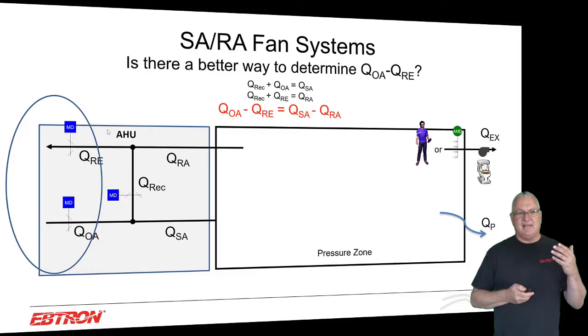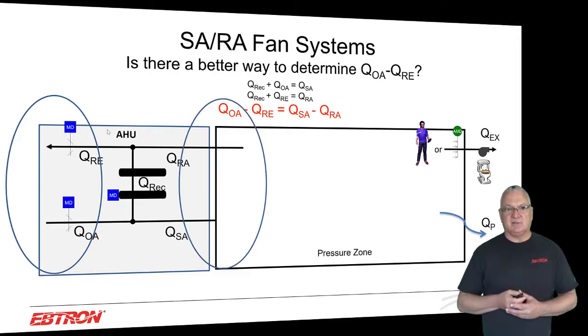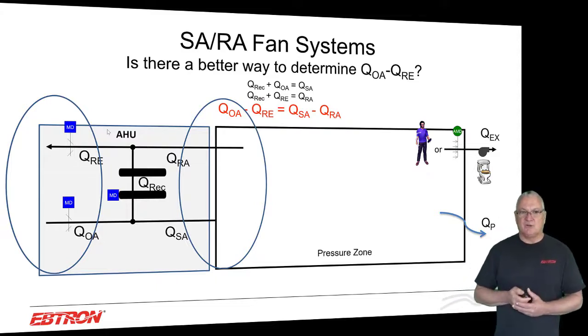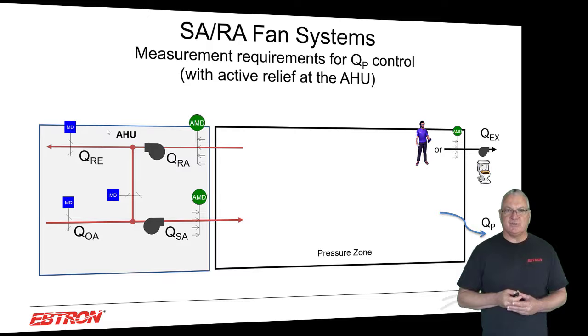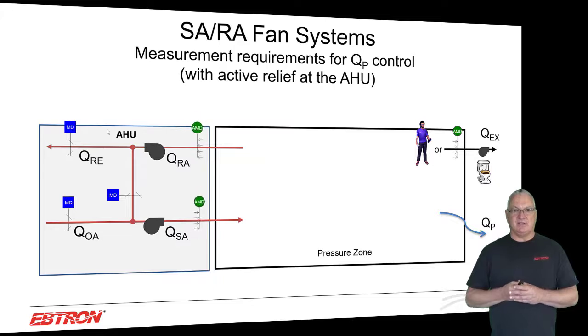You found that this differential that you want, the outdoor air minus the relief, is equal to the supply air minus the return air, even on these recirculating air systems. So really, that's where you want to measure, because those are better measurement locations. You're typically going to find a better location in the supply and return airflow paths. Keep in mind, you didn't have to be on that side of the fan. It's just anywhere in this path, all right?